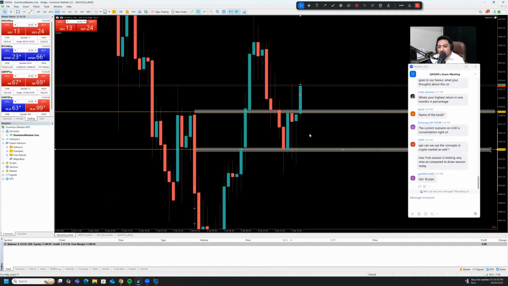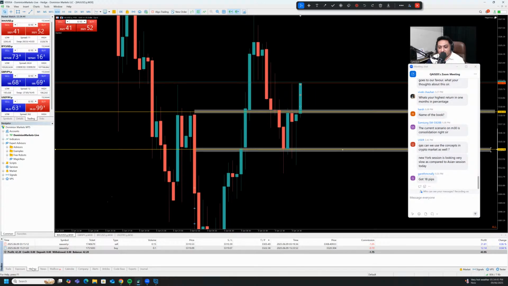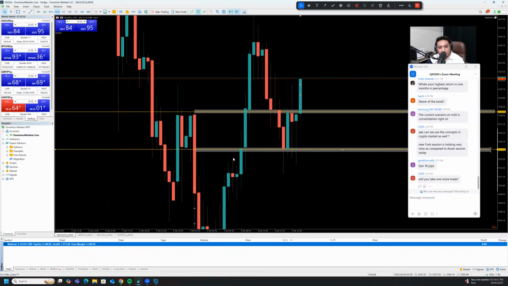So Gareth just got like 18 pips. Congratulations, buddy. I just grabbed like 12 pips, but I just manage the risk and profits. Look at this one. Wow.